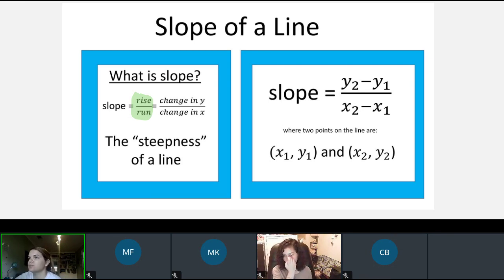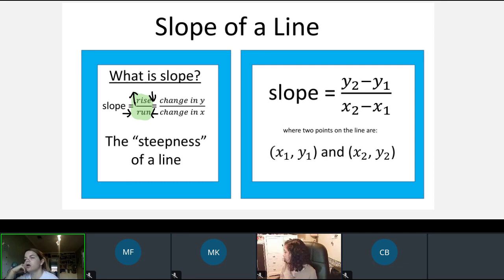Okay, so the slope is rise over run. What does rise over run mean? Okay, it means how far am I going up or down? Rise could be up or down. And then run is left or right.